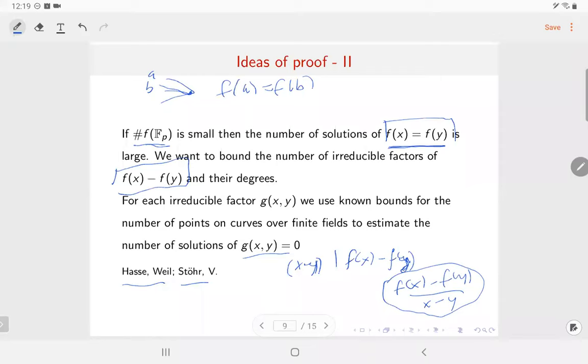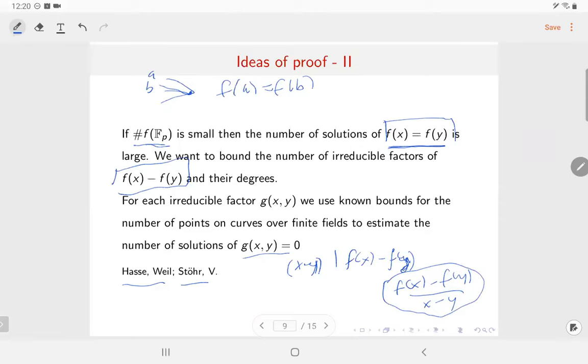The thing that is missing, which is the next step, is how many factors does this polynomial have? Can it factor as a product of lines, for example? That would be horrible, right? So if this polynomial f of x minus f of y was a product of linear polynomials, this whole thing would collapse, and this proof would not go through.